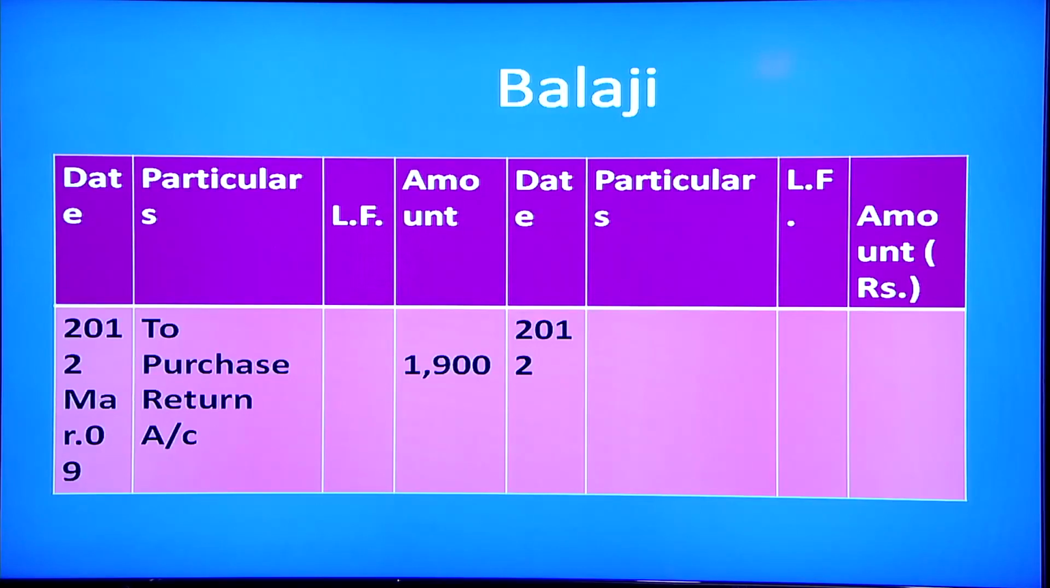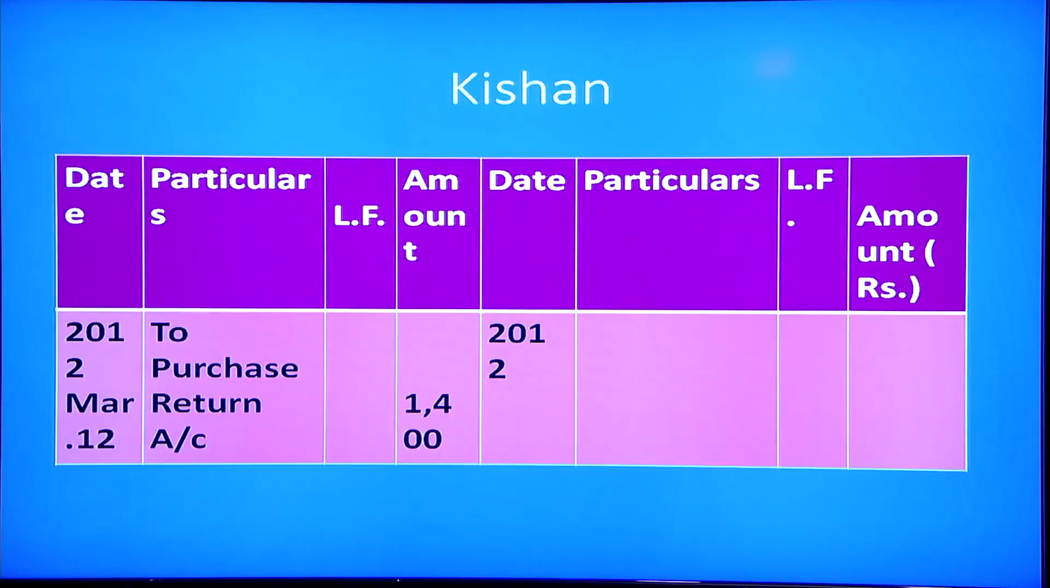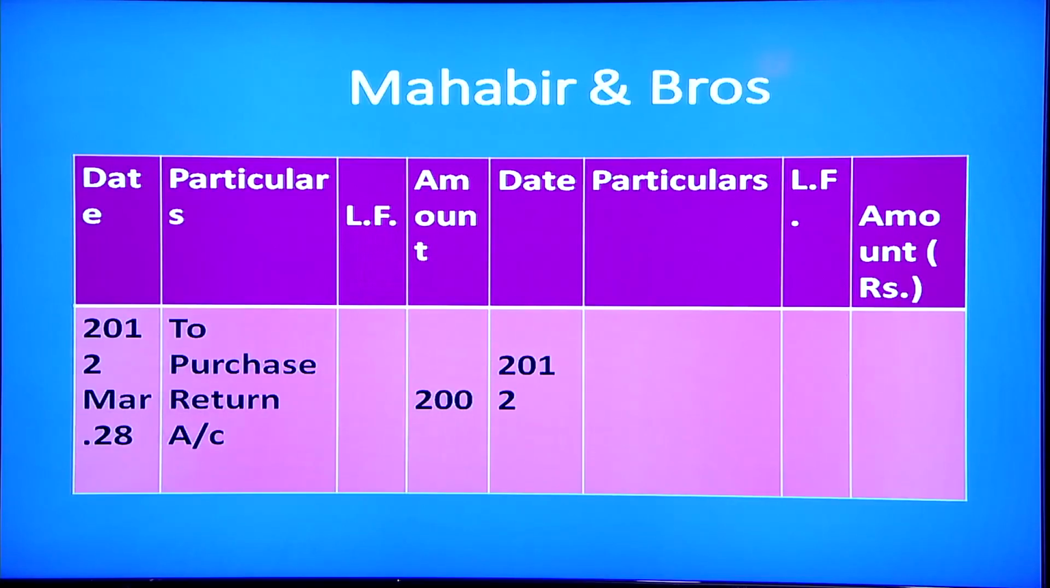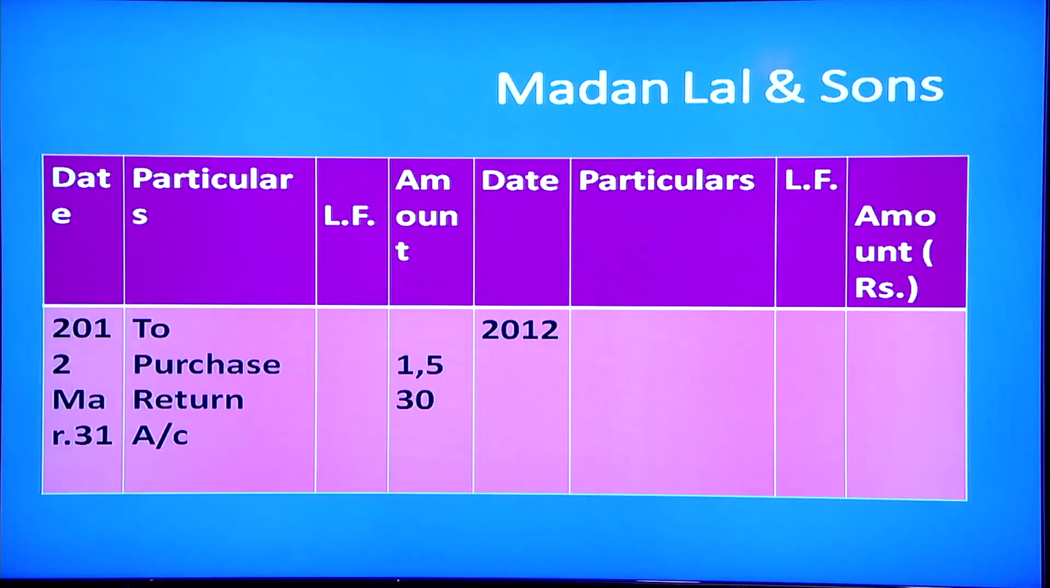Now, the earlier transactions that we have mentioned just now, I have posted into the ledger accounts. So Balaji's account will come on the debit side, to purchase returns account, with date and amount in the respective columns. In Kishan's account, on the debit side, in the particulars column, you will write to purchase returns account, and the date and amount in the respective column. And for Mahabir and Brothers, you will write the date and amount in the respective column and in the particulars column to purchase returns account. And Madan Lal and Sons also the same procedure.